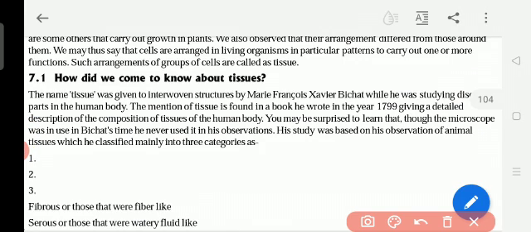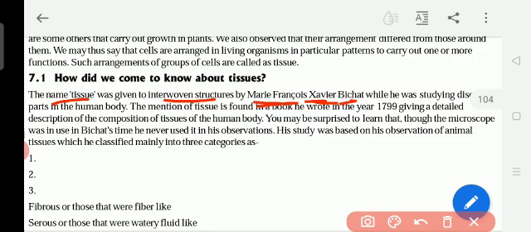Okay, so here the name tissue was given to interwoven structure by Marie François Xavier Bichat. Cell name is given by Robert Hooke. Tissue name, underline this point. Tissue name is given by Marie François Xavier Bichat.